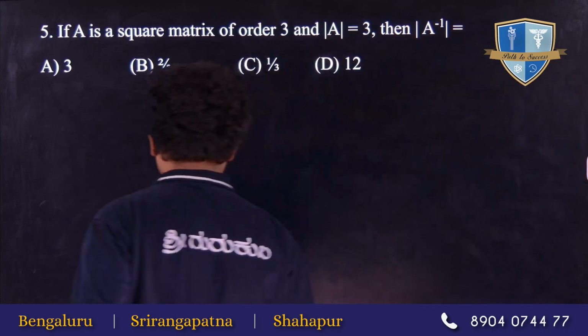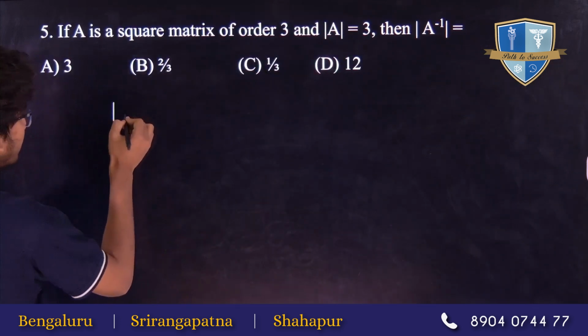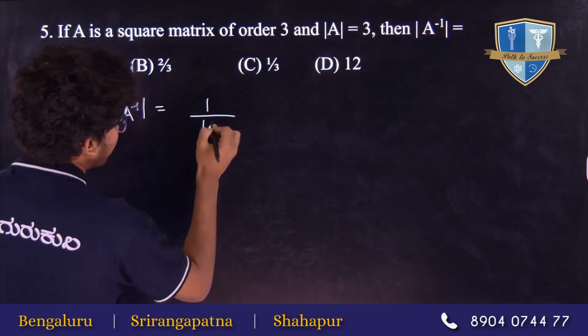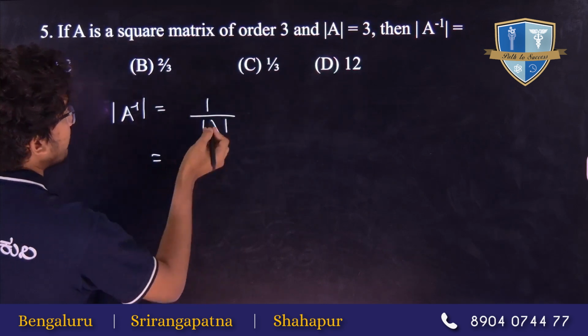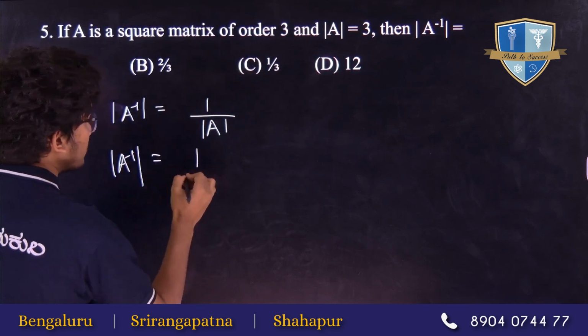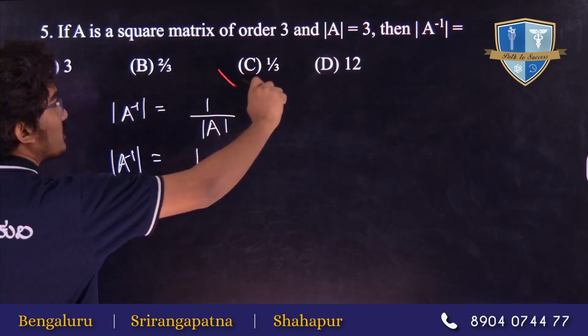So determinant of A inverse is actually equals to 1 divided by determinant of A. So determinant of A given in the question is 3. So determinant of A inverse will be equals to 1 upon 3. So our correct option will be option C.